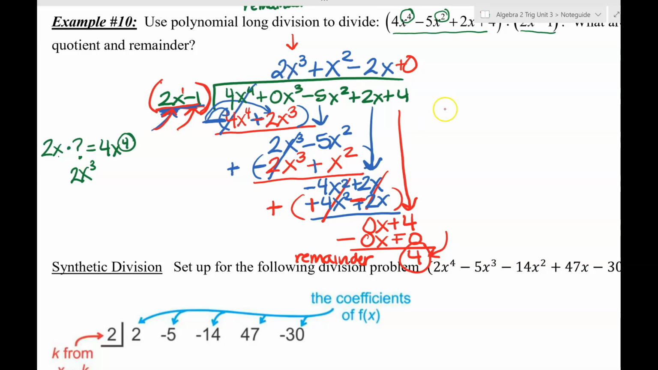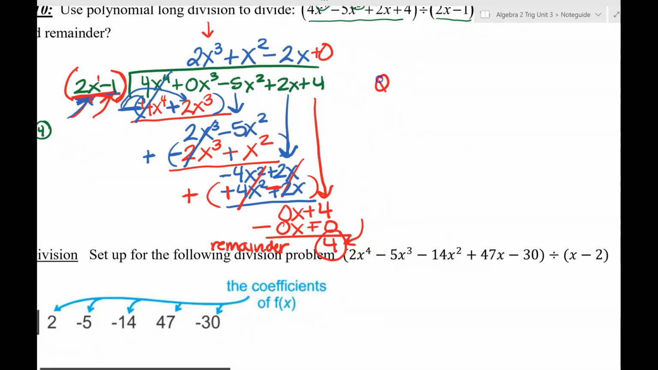So the quotient, the answer to the division problem, is that 2x minus 1 would make that original polynomial 4x to the 4th minus 5x squared plus 2x plus 4 if it was multiplied by 2x cubed plus x squared minus 2x. You don't have to write the plus 0. We do need to include the remainder.